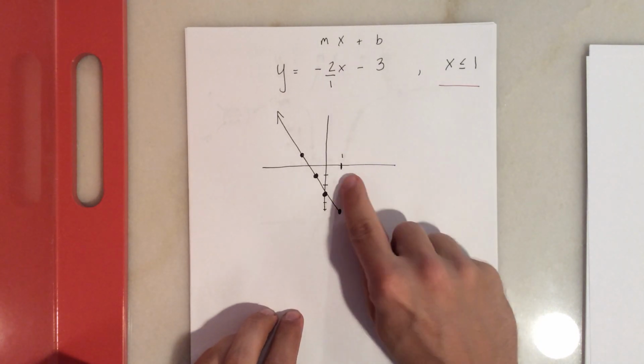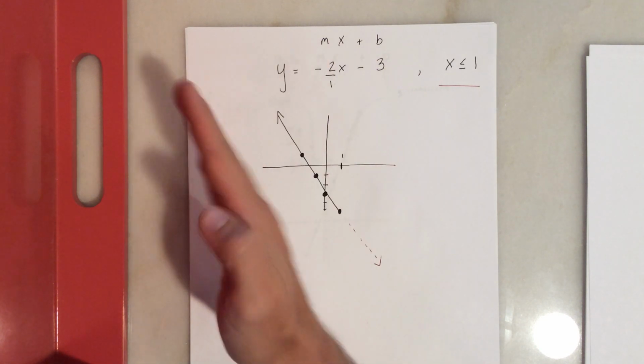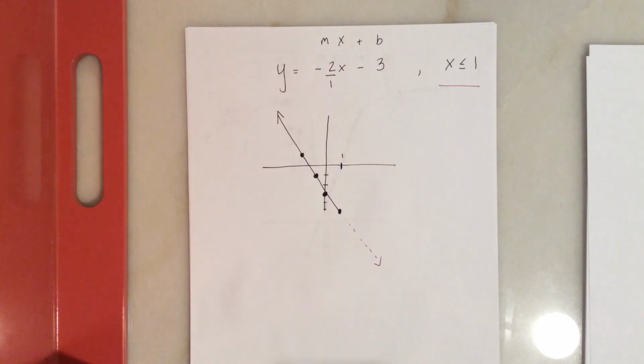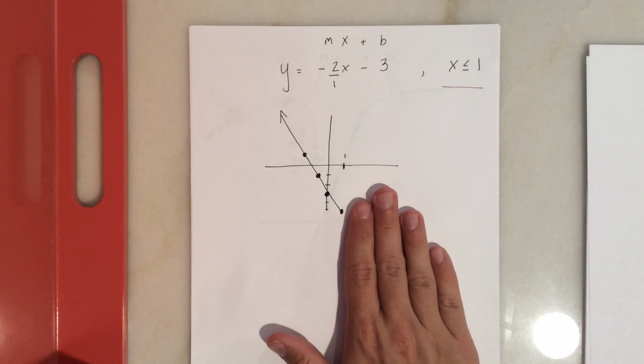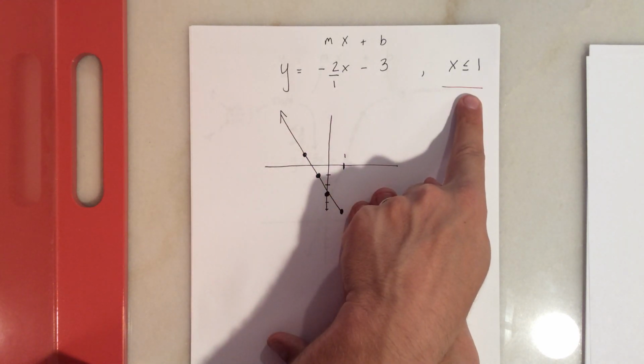So I found 1 on the x-axis. I kept all the stuff that's less than 1 or to the left of 1. Everything that wasn't less than 1, I have chosen to ignore. Okay? So this is the graph of this function with this restriction.